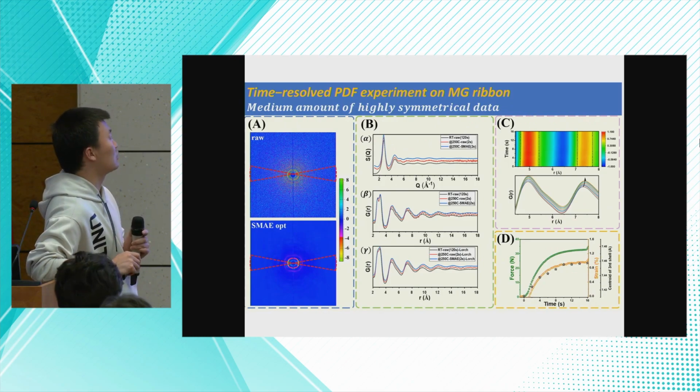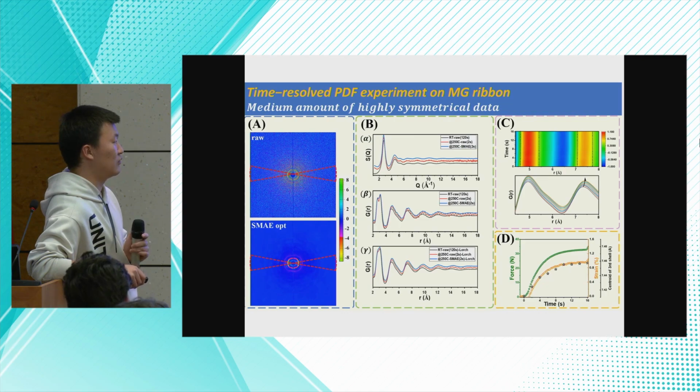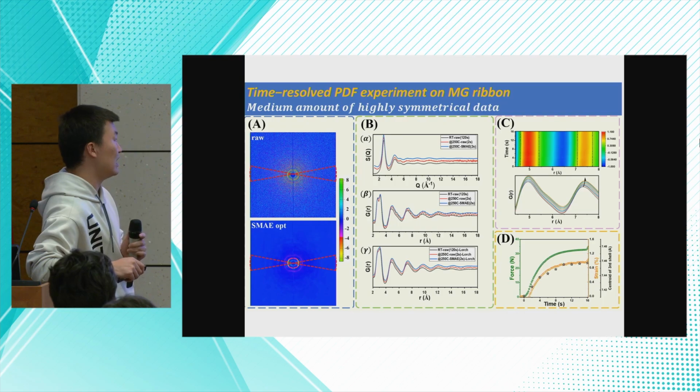Now we did another experiment, a time-resolved PDF experiment. We loaded force on metallic glass ribbons to damage them. From the machine, we can see the strain and the force. From the PDF view, we can also do the data analysis and get this result. You can see the red one is the analysis result from the raw data, and the blue one is the analysis result from the denoised data.